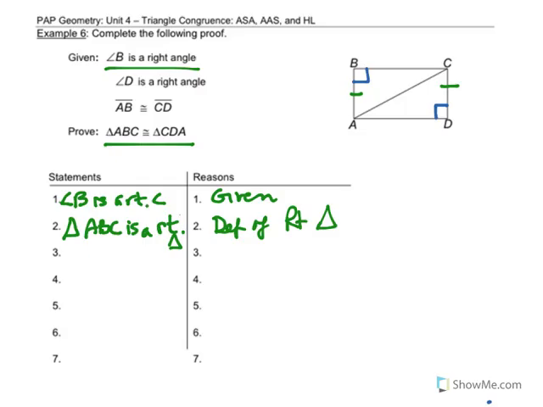Okay, so then let's look at our other given. We have angle D is a right angle. Given. And what can we conclude as a result of that? Well, we can conclude that triangle CDA is a right triangle.